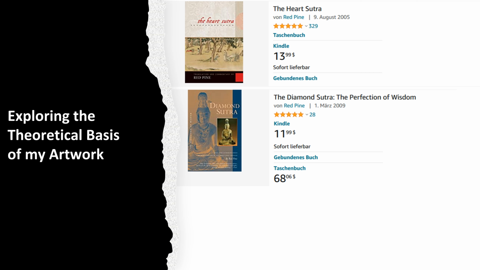If you are new to Zen, or are looking to deepen your understanding of it, the Diamond Sutra is an excellent place to start. Red Pine's commentary on the sutra is an invaluable guide to its teachings, and can provide you with a solid foundation for your practice. Overall, this book is a must-read for anyone interested in Zen philosophy and practice.